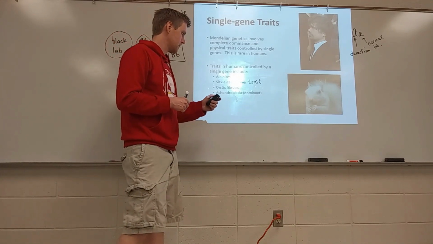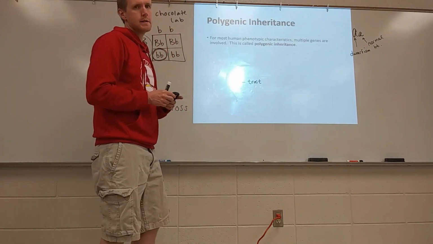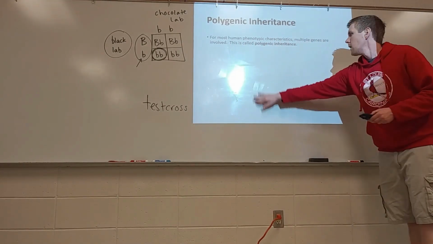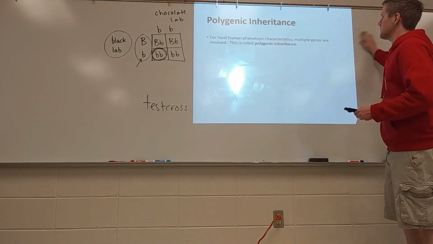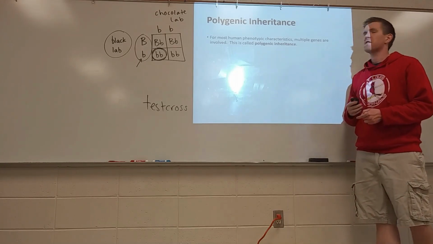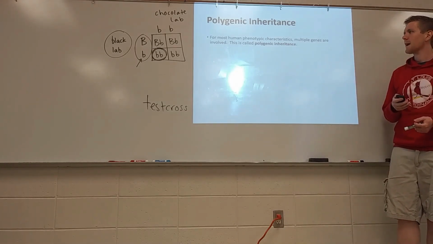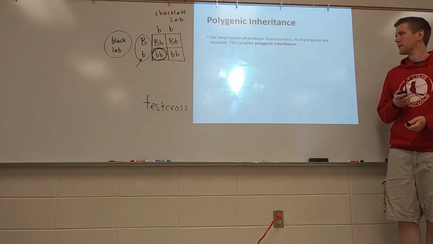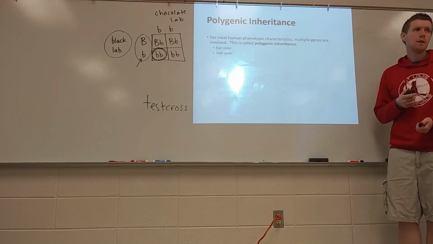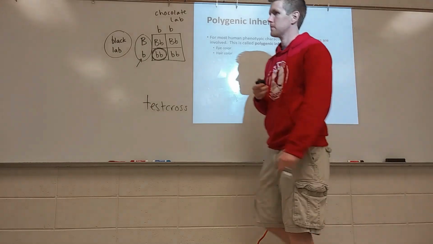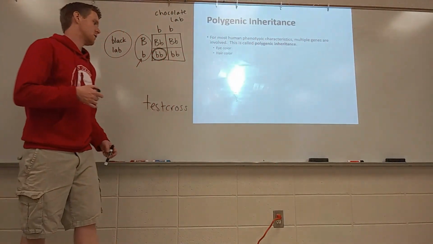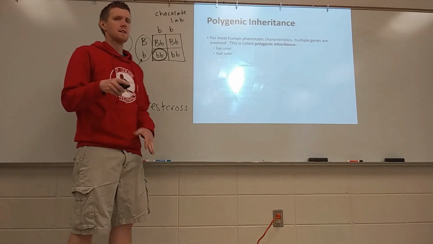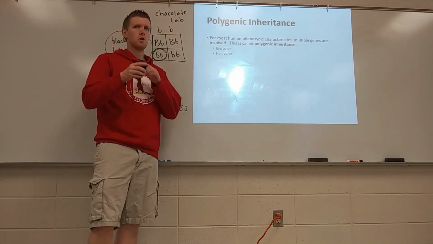So, most traits in humans are polygenic. Polygenic means multiple genes. Most human phenotypic characteristics are polygenic. A couple examples, eye color and hair color. So I've used eye color as a simple example here a couple times, but it's not that simple. Eye color is controlled by multiple genes.